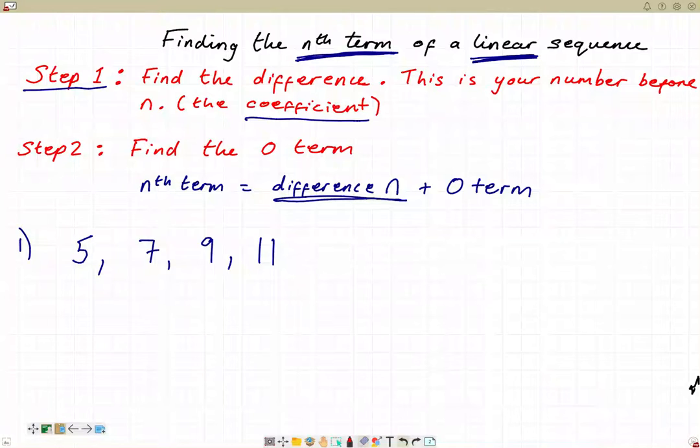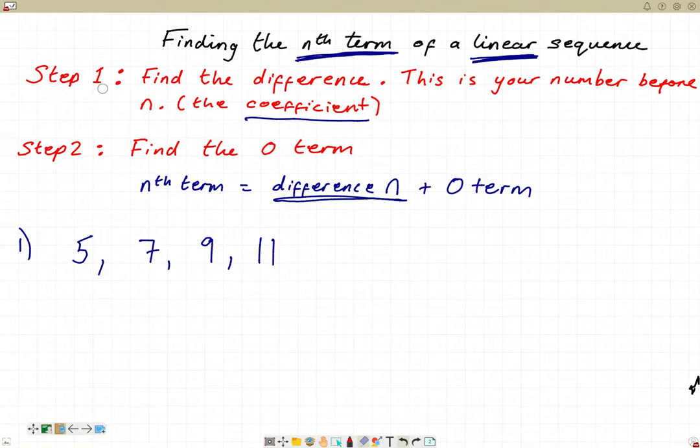A linear sequence from term to term goes up by the same amount. So to go from the first term to the second term, you're adding or subtracting by the same amount. If you look at question number one, that's an example of a linear sequence because I'm plussing 2 each time. So there's two steps in finding the nth term.